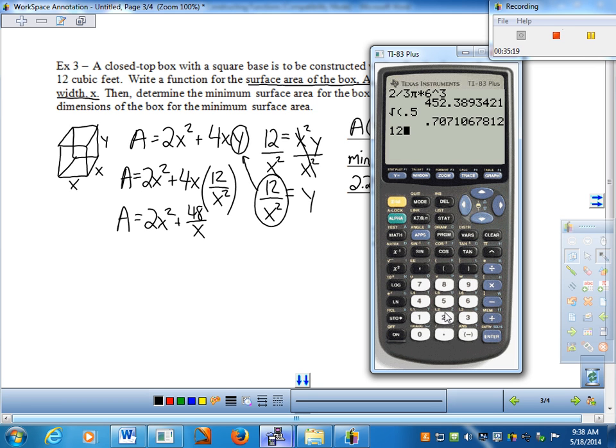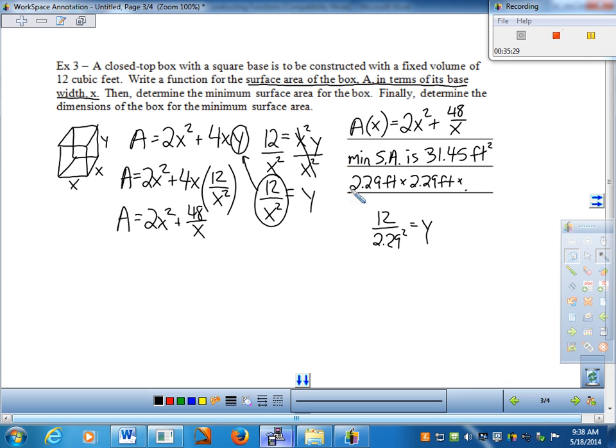So I see that 12 divided by 2.29 squared. And again, I rounded here, everybody, so we end up getting something very close to that. And I believe that if this was perfectly done, it should be a perfect cube. So if that seems obvious, well, in this case, that is how it plays out.